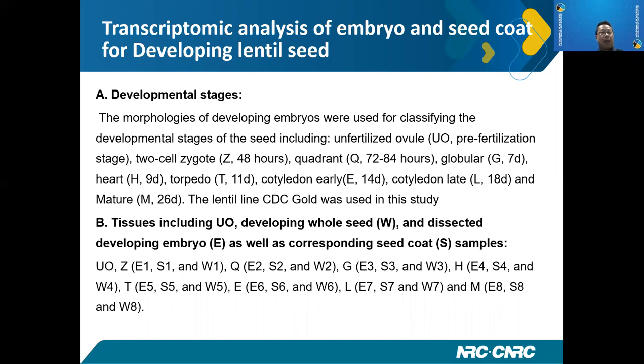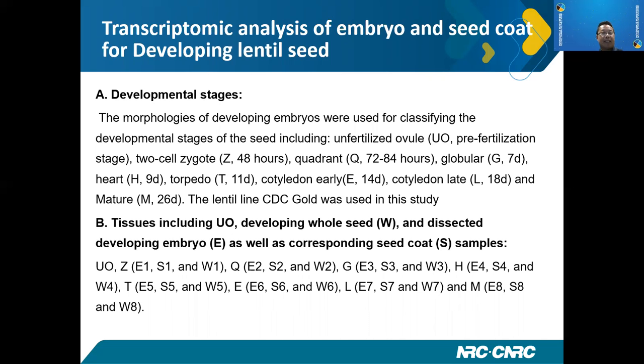To determine the corresponding development stage, first we did a morphology study using the developing embryo for classifying the development stage of the seed. These development stages include unfertilized ovule and two-cell zygote. Two-cell zygote is 48 hours after fertilization. Quadrant stage is 3 to 3.5 days after fertilization.